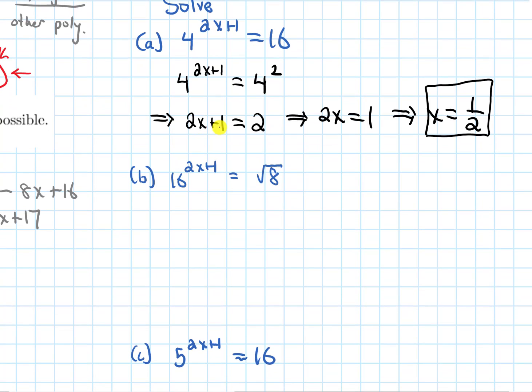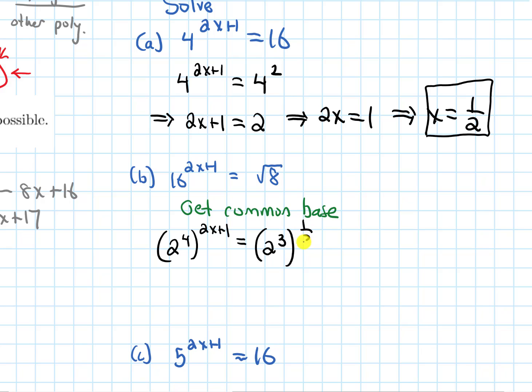So a little bit more complicated this time. We have 16 to the 2x plus 1 equals root 8. So this time those bases aren't the same. So we could try to maybe get a common base. If I have an exponential equation and the bases aren't the same, we can try to get a common base. And if I look at the 16 and the 8, there is a common base, and that's 2. 16 is 2 to the 4. So that whole thing is going to be raised to the 2x plus 1. And then 8 is 2 cubed, and that's inside of a square root. But a square root is a 1/2 power.